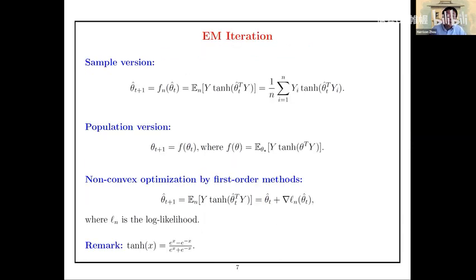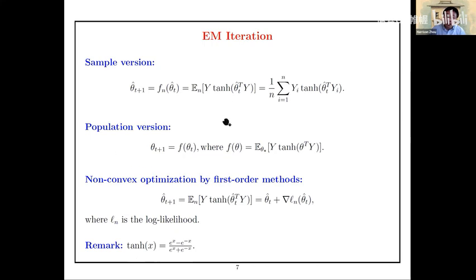For this simple model, the EM update has a very nice, very simple form. The update is a weighted average of Y_i, where Y_i is your data, and the weight is given by the tangent hyperbolic function evaluated at this point. Some of you may not remember the tangent hyperbolic function, so I put the form over here in case you don't remember. The tangent hyperbolic function arises naturally from the conditional probability calculation of the latent variable.